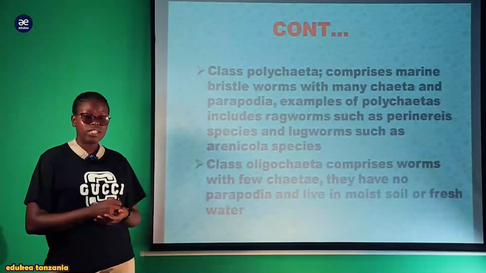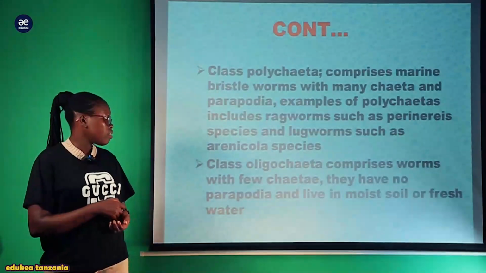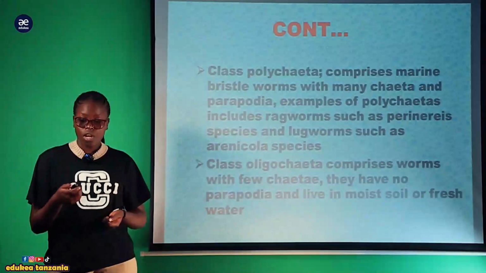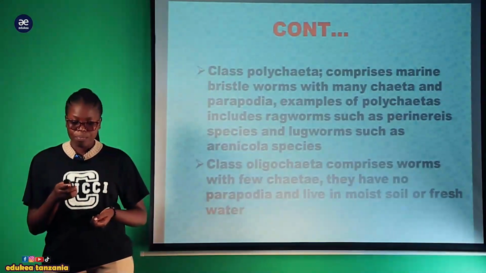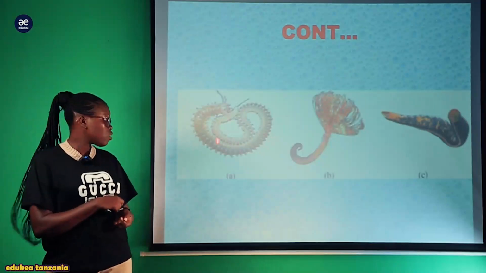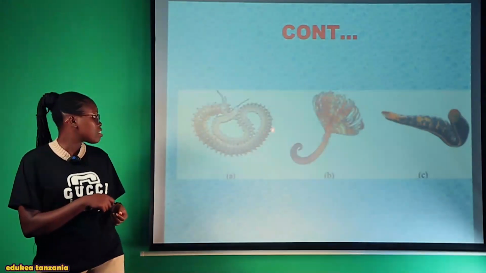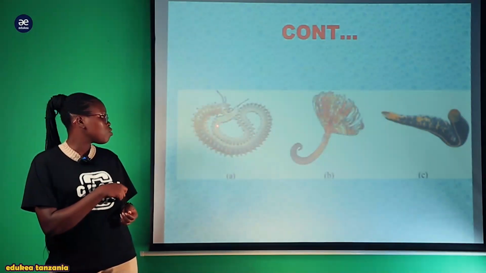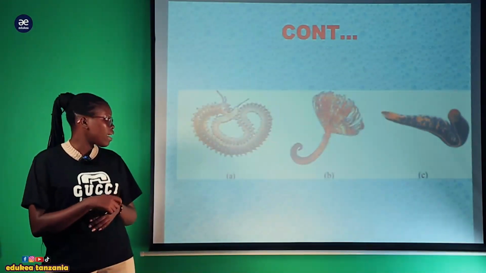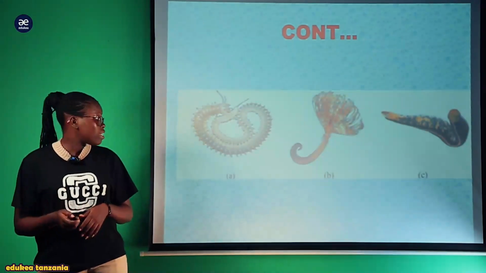Tukianza na Polychaeta as the first class of the phylum Annelida. Polychaeta comprises marine bristleworms, kwa mfano ragworm ambao tayari tumemwona hapa. As you see here, this is the Polychaeta. Huyu hapa ndio marine bristleworm ambaye anakuwa na numerous chaeta around his body kwa ajili ya movement. This is how it looks like. Huyu hapa ndio member wa class Polychaeta.